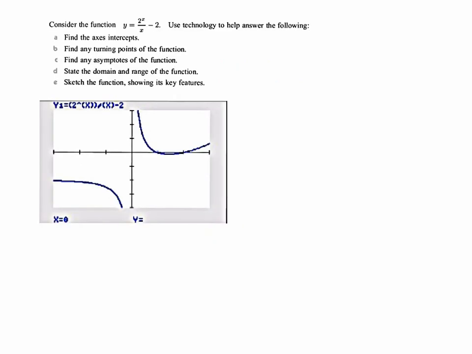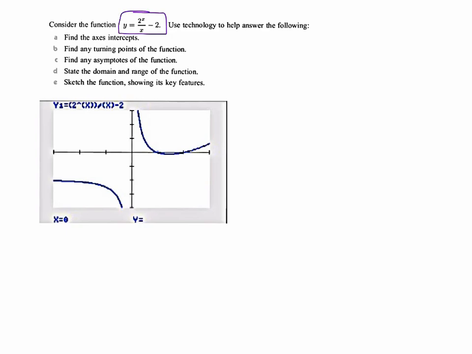Consider the function y is equal to 2 to the x over x minus 2. Use technology to help answer the following. A. Find the axis-intercepts. In order to do that, you need to first draw this graph. Then you will get the following graph.